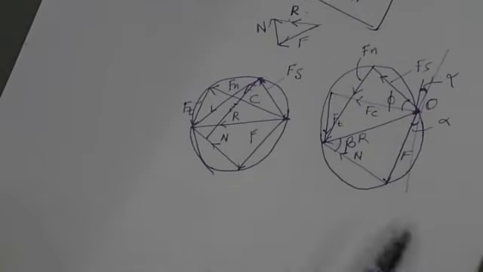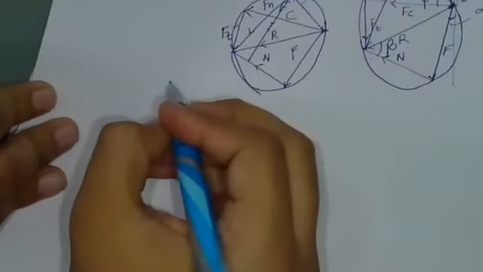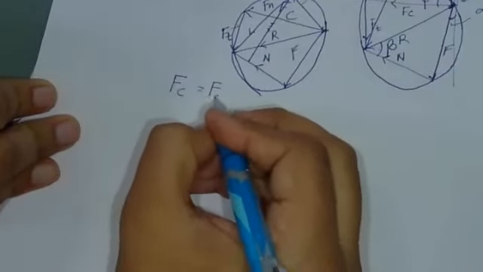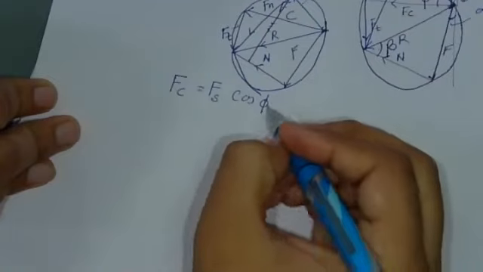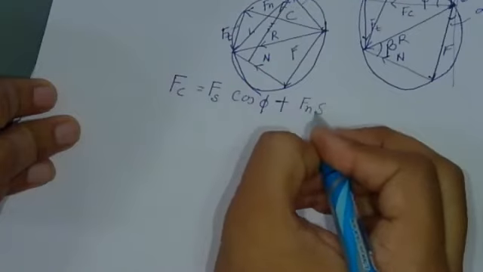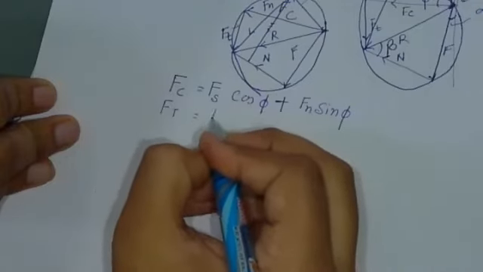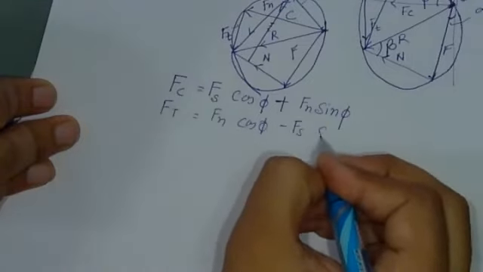So on the basis of this, there are various kinds of equations which can be derived, and I'm not going into the detail of how these forces can be derived. I'm just writing the values of these forces, and you can refer to some standard textbook on manufacturing to see. These are very simple equations, and they can be derived using this Merchant circle. So Fc is equal to Fs cos phi plus Fn sin phi, and Ft is equal to Fn cos phi minus Fs sin phi.